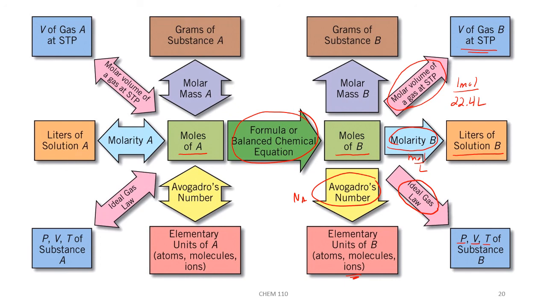And starting with our moles, we can calculate the molar mass. Molar mass is grams per mole in order to convert to grams of our substance. So we can figure out a lot of different things just by using some of these simple conversion factors and formulas that we've learned throughout the semester.